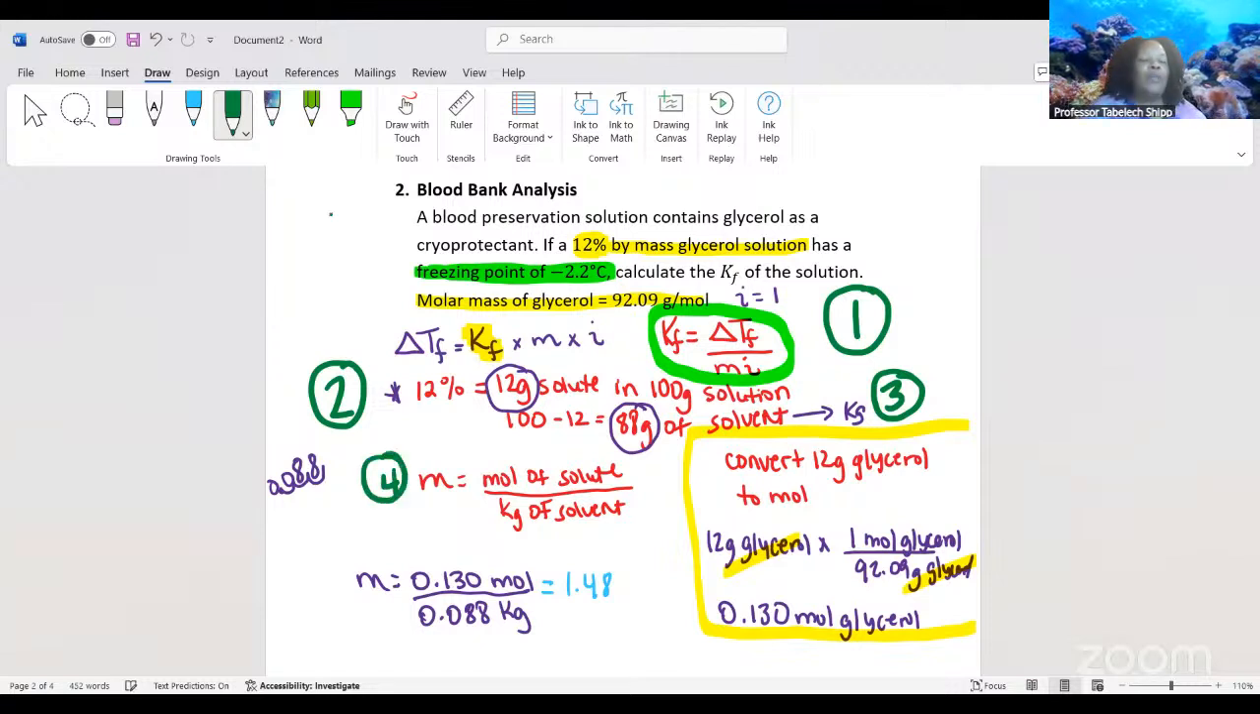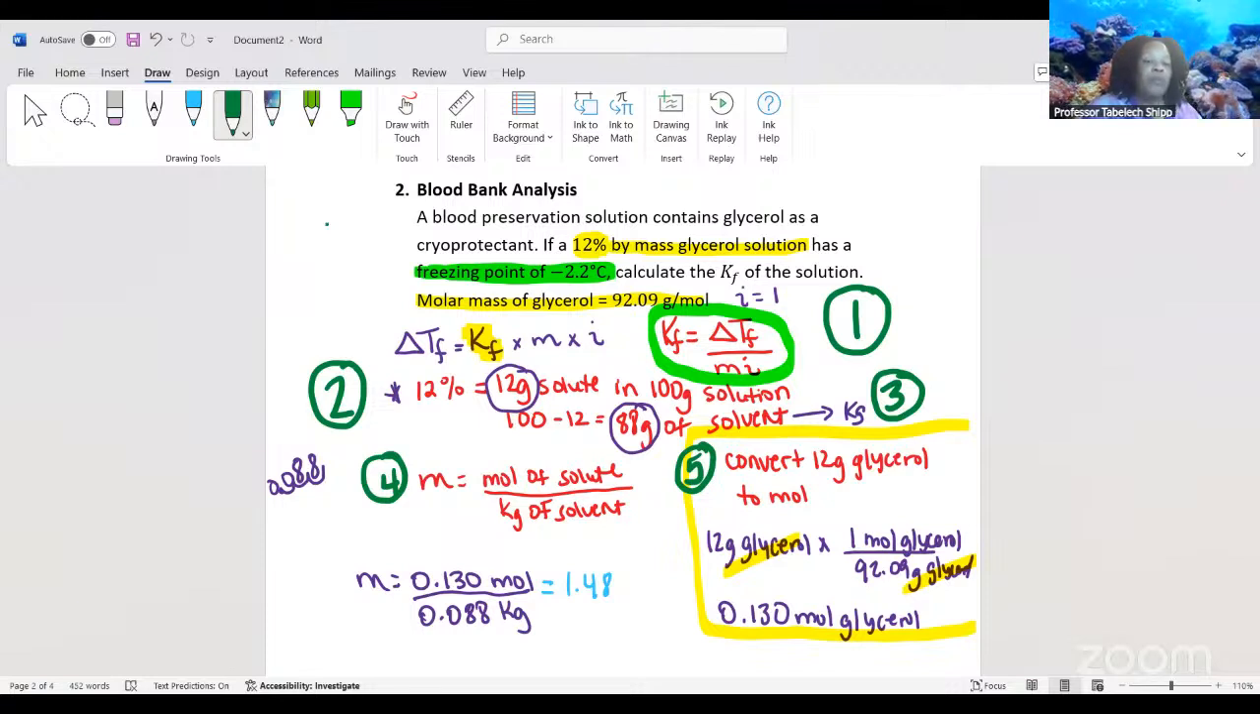Now, step 4 is to find your molality. Your molality is equal to the moles of the solute divided by the kilograms of the solvent. But in order to get your moles of the solute, you have to convert. This is step 5: 12 grams of glycerol to moles. So 12 grams divided by the molar mass of 92.09 gives us 0.130 moles. So that number goes on the top.